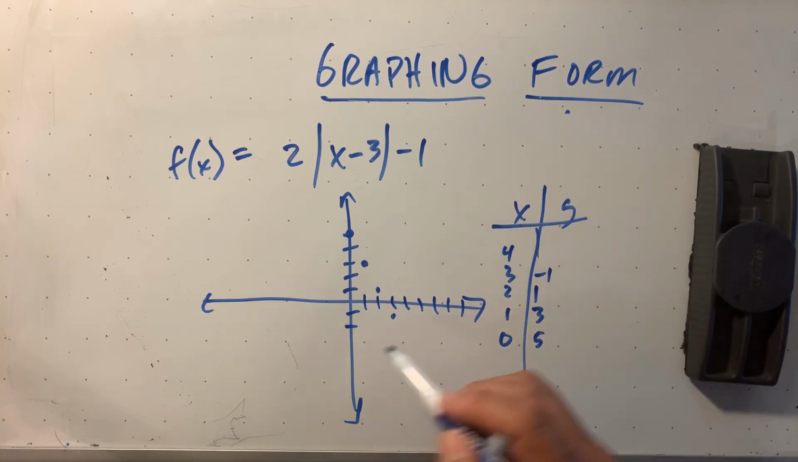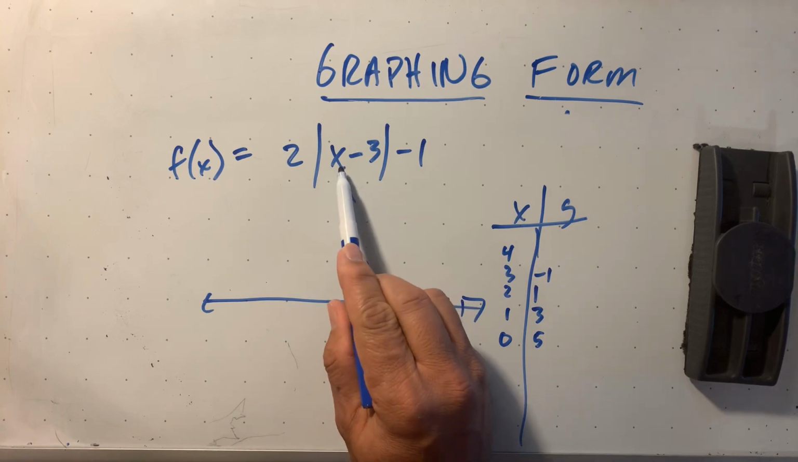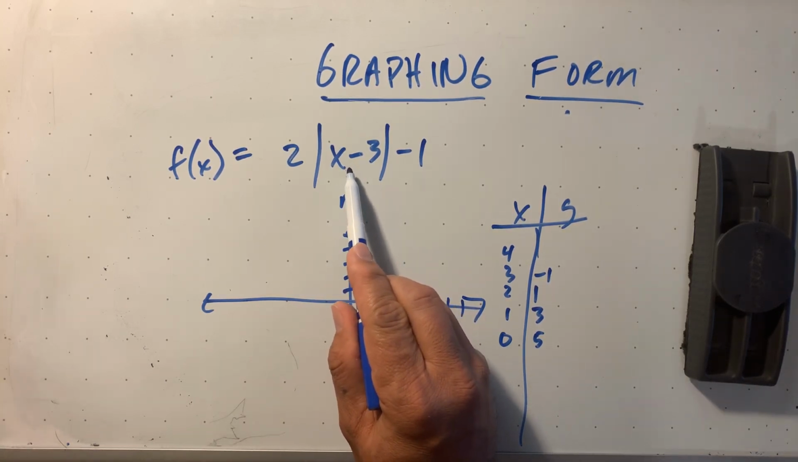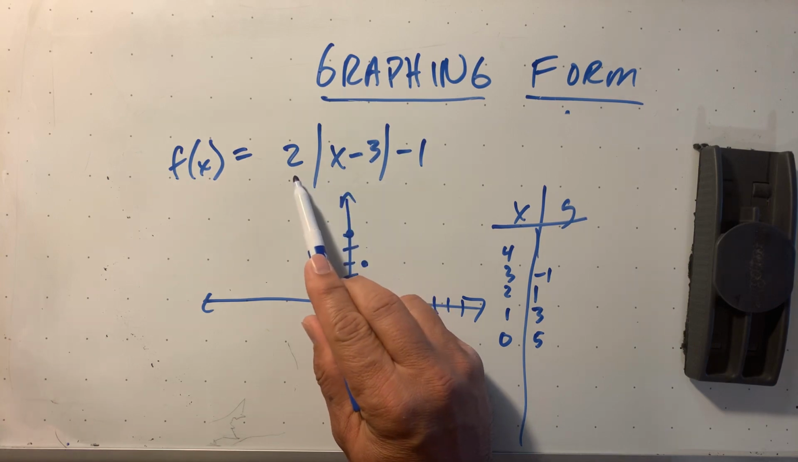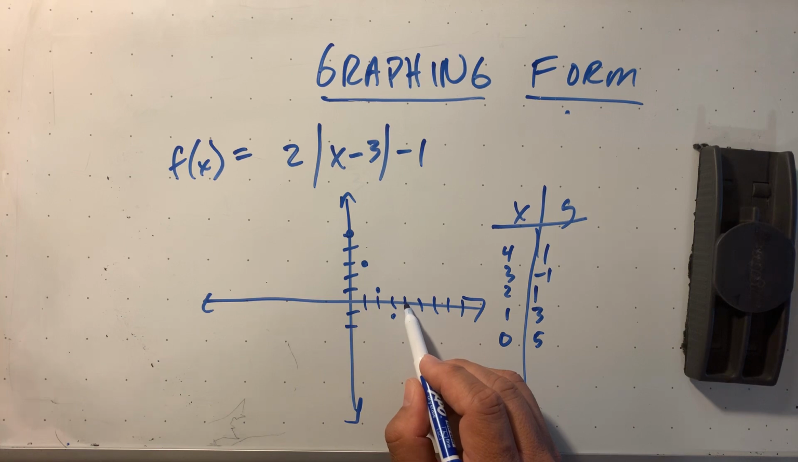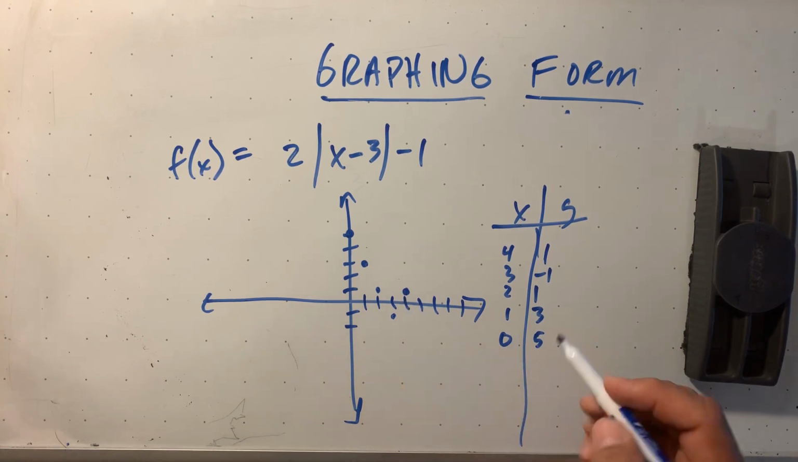Let's try 4. If I plug in 4, I'll get 4 minus 3 is 1. Absolute value of 1 is 1. 1 times 2 is 2. 2 minus 1 is 1. So (4, 1). So notice how it's going to go the other direction.